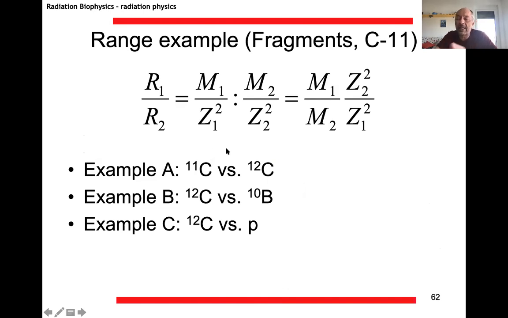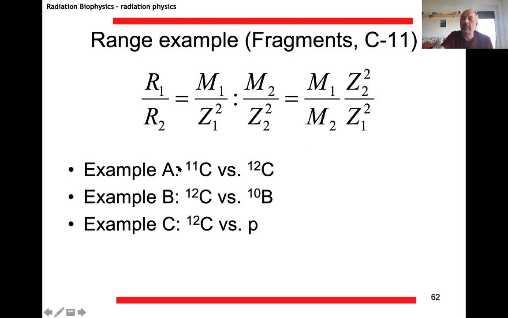How does the range depend on the charge and the mass? This is important to compare the range of 2 different particles. So if you have particle 1 with mass m1 and charge z1, and particle 2 with mass m2 and charge z2, the ratio R1 divided by R2 will be the ratio of these 2 quantities. So it can be written in this way.